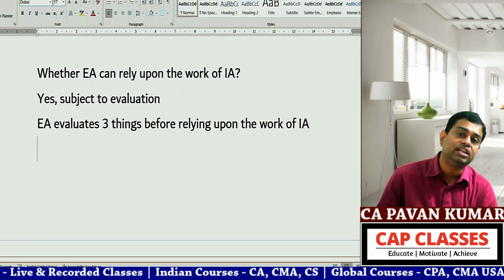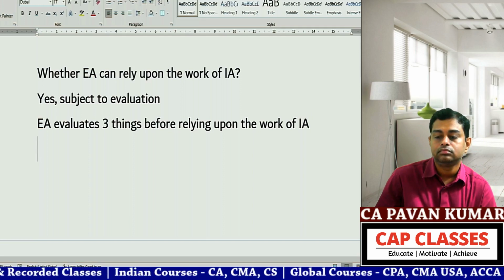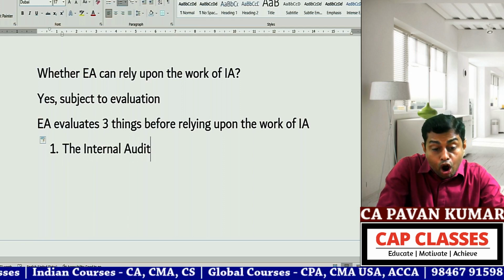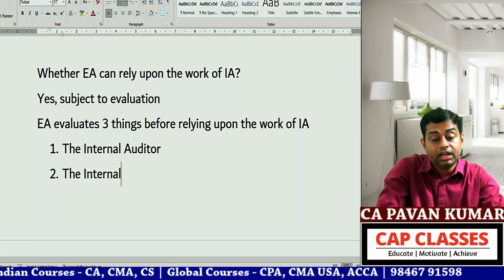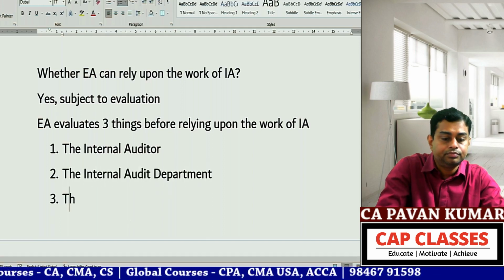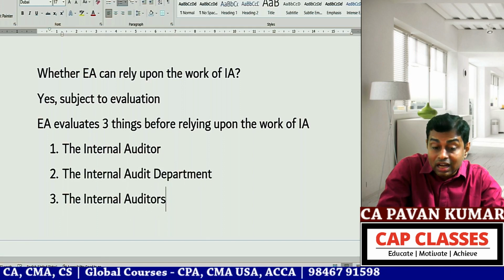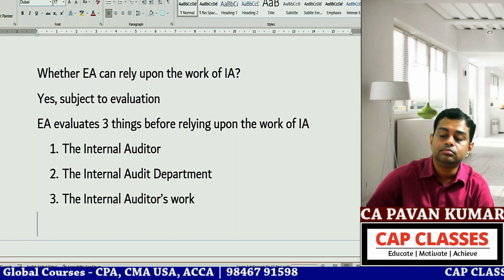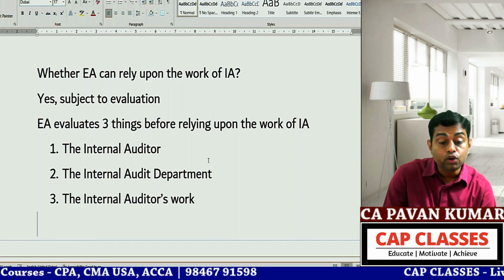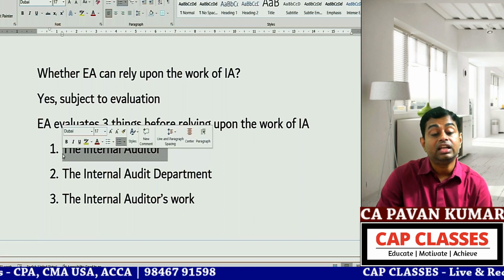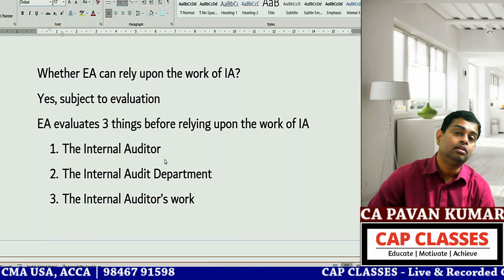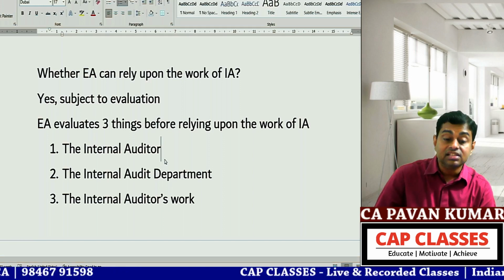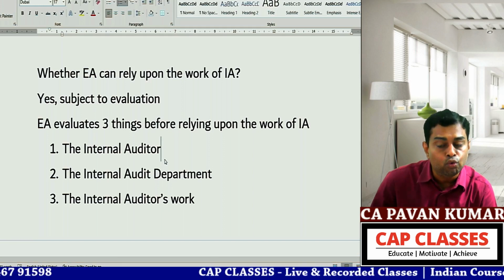External auditor evaluates 3 things. 1. The internal auditor, the internal audit department, the internal auditor's work. Then I will decide whether to accept it or not. So what will you do here? What will you verify here? Whether he has any qualification, membership in professional body, experience, skills, training, expertise, background.